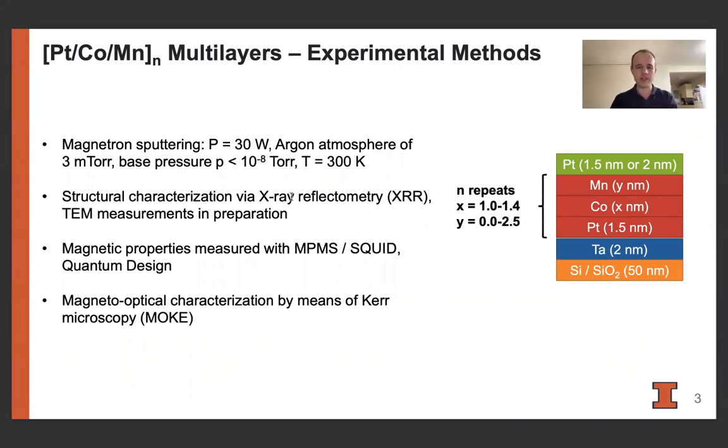Structural characterization has been performed via X-ray reflectometry, XRR, while we still plan to do TEM measurements in the near future. Magnetic properties have been measured with the MPMS by Quantum Design, that means mainly SQUID or VSM measurements. And we have our own home-built Kerr microscope to perform MOKE, or magneto-optical measurements, of the different samples that we are looking at here.